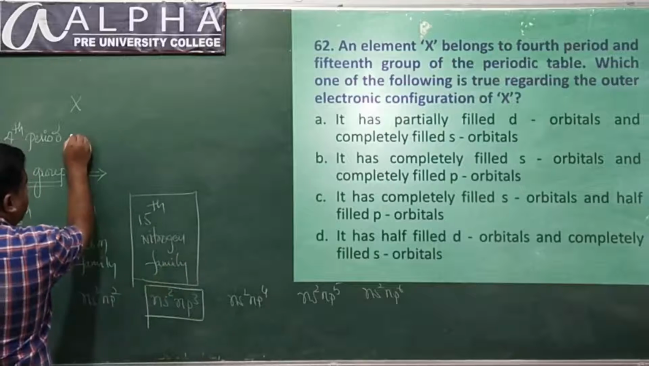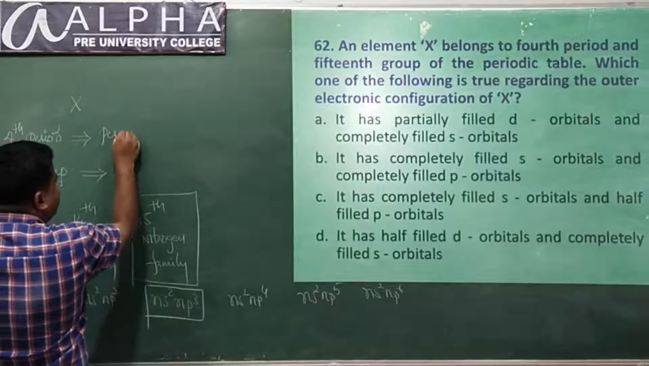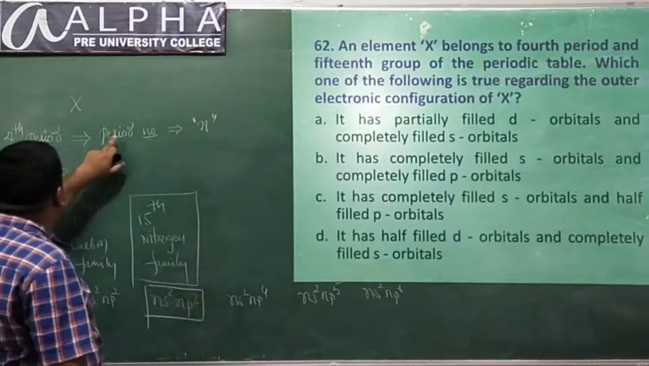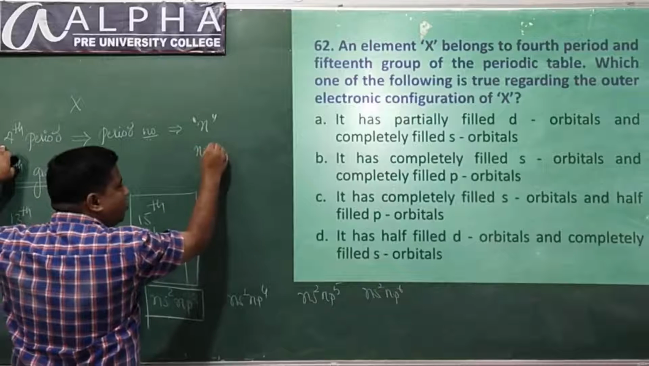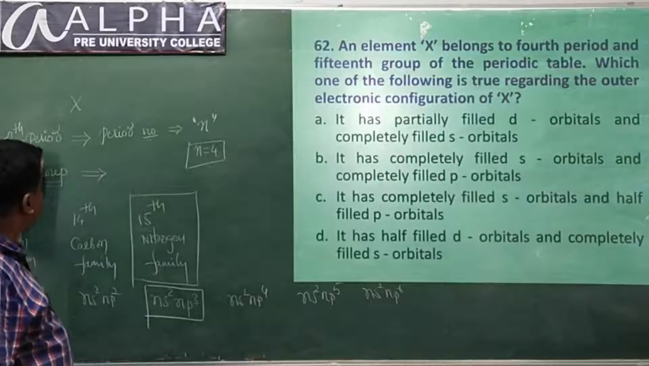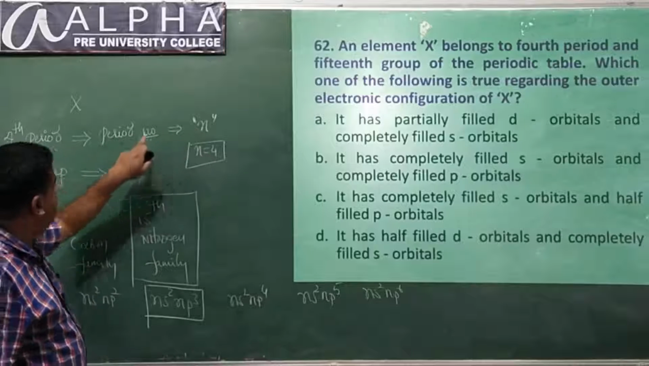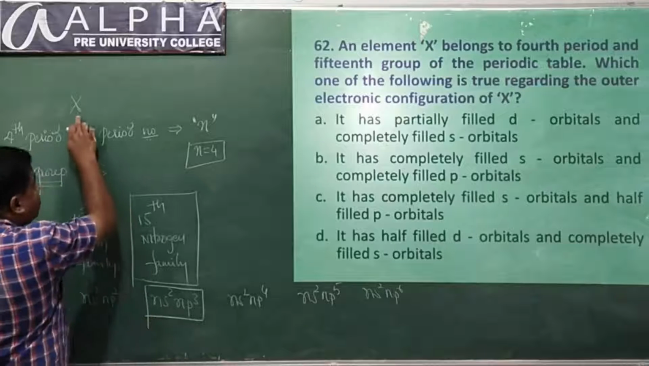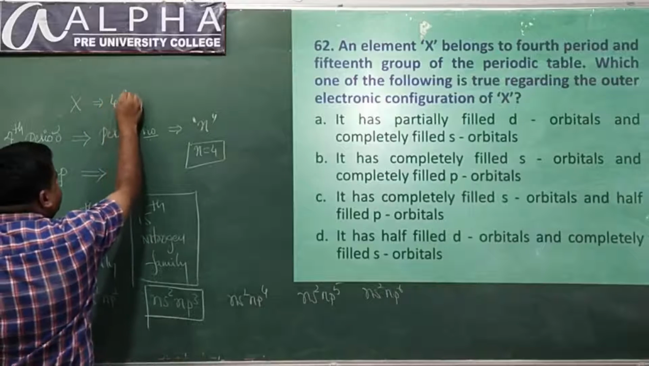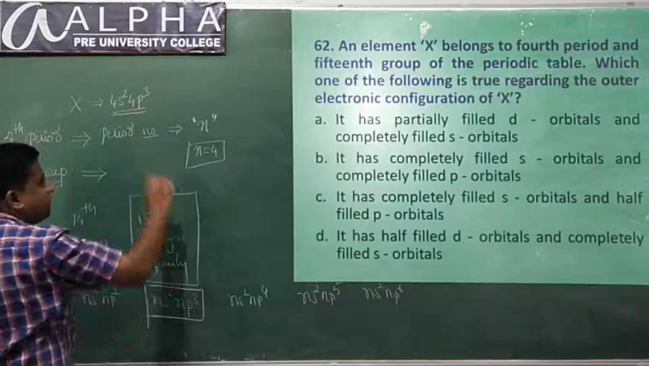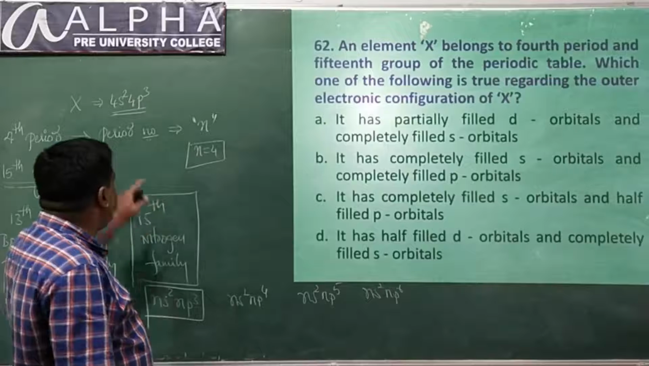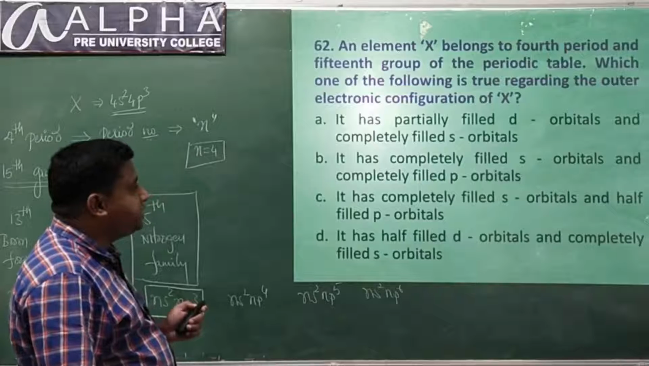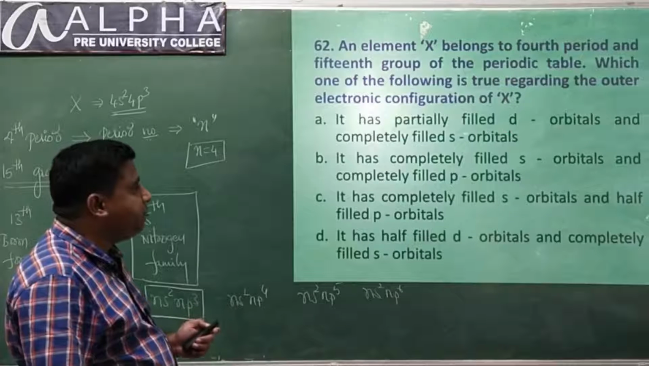It is also telling that the element X belongs to the fourth period. I have clearly told you, the period number indicates the value of n, isn't it? If the period number is 4, what is the value of n? n is equal to 4. Therefore, the general outer electronic configuration of X has to be 4s2 4p3. Now go with the options. The option says it has partially filled d orbitals and completely filled s orbitals.